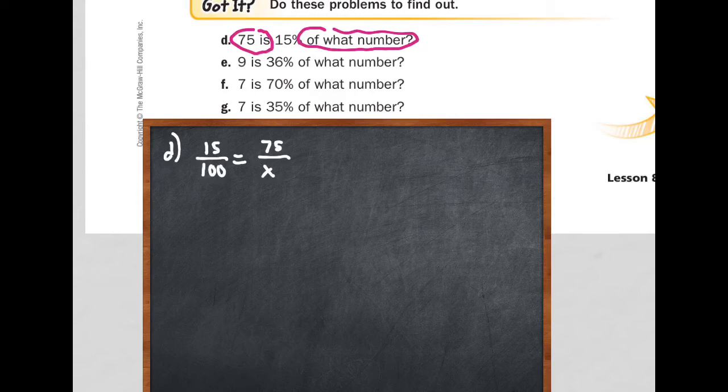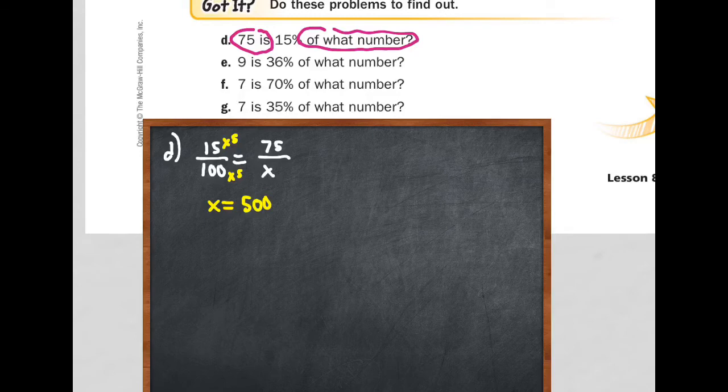Now remember, if you're doing this with me, you might want to pause if you're getting behind. Don't try writing when I'm talking. Now, I have to figure out 15 times what is 75. If you don't know this, just do 75 divided by 15, and you'll get that number. So anyway, I do know that 15 times 5 is 75. 100 times 5 is 500. So the answer to D is 500.